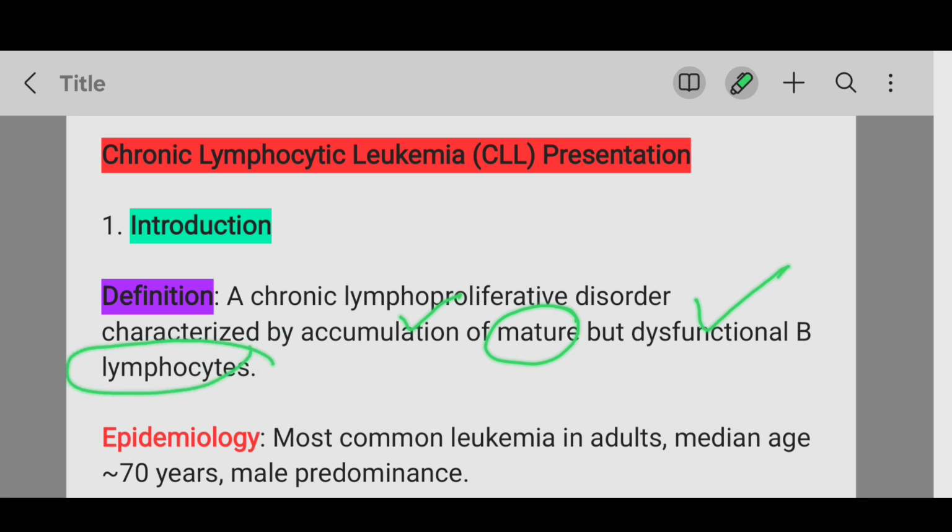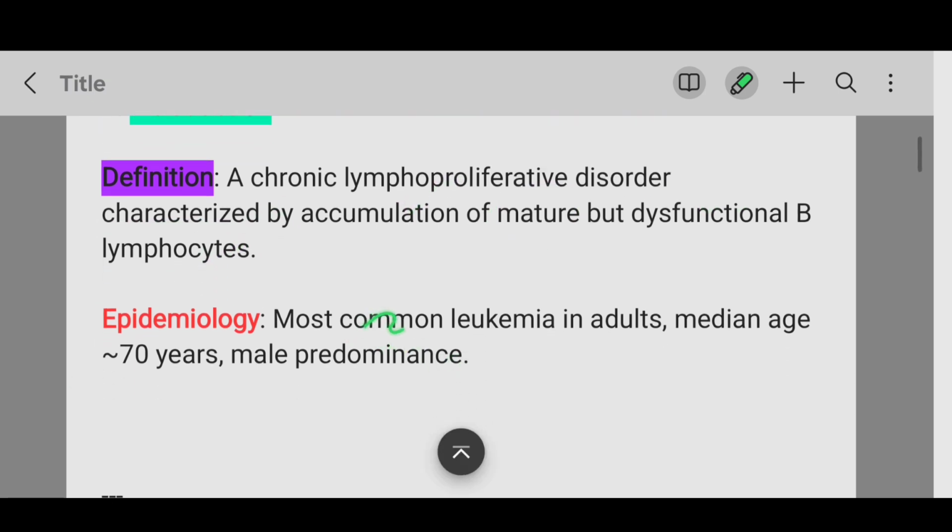Epidemiology. It is the most common leukemia in adults and the median age is almost 70 years, especially in the western countries.